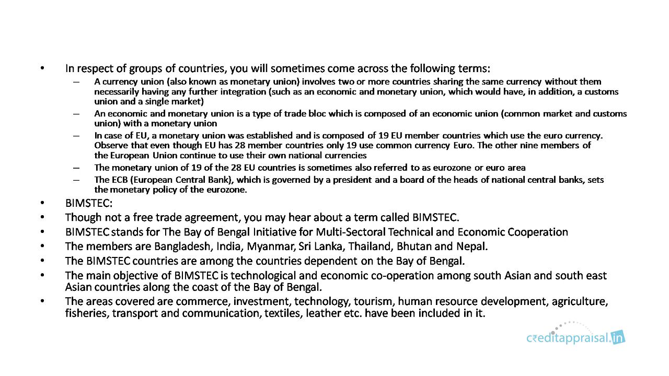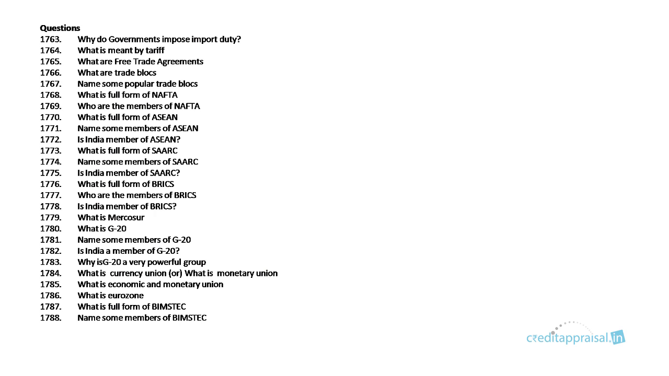So in this chapter the questions to prepare are: why do governments impose import duty? This we discussed, to protect the local industries. What is meant by tariff? What are free trade agreements? What are trade blocs? Name some popular trade blocs. What is the full form of NAFTA? Who are its members? Full form of ASEAN, its members. Name some members, not all members. You should be able to tell at least 2 to 3 members.